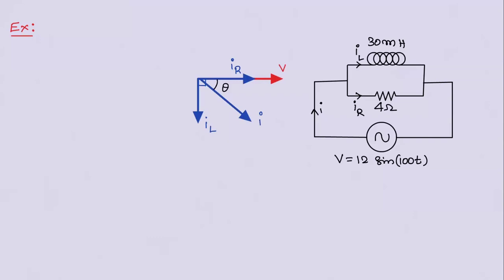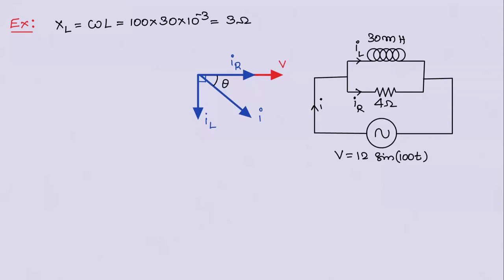Now what to do? We'll calculate XL. XL is equal to omega L. That is equal to omega is 100, L is 30 millihenry, 30 into 10 power minus 3. So it is how much? Tell me. 3 ohm. Right or wrong? XL.